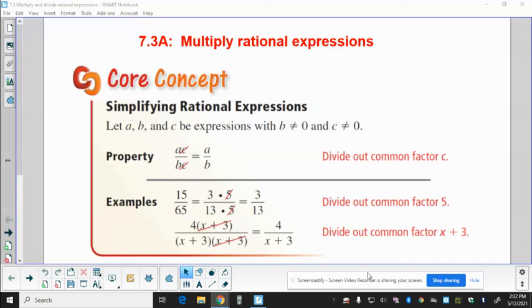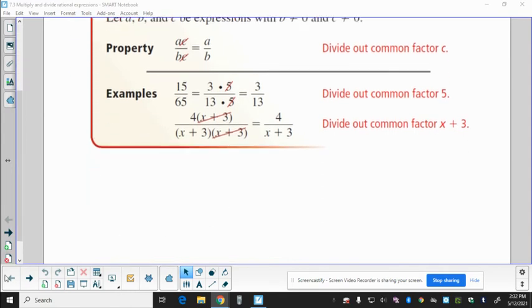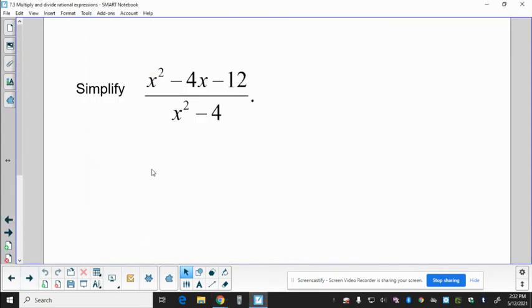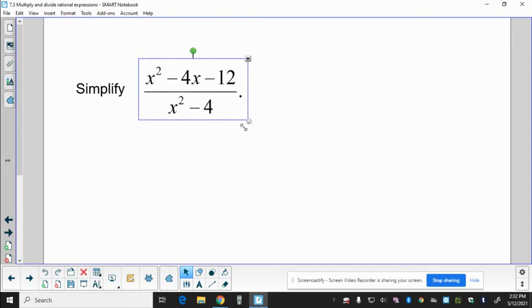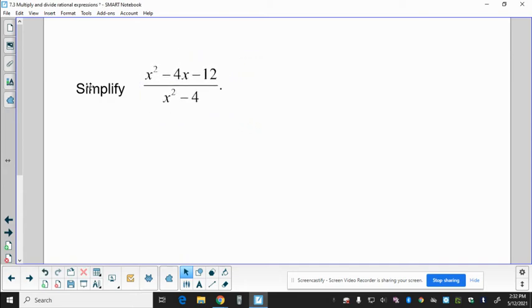Okay, today's lesson is on multiplying rational expressions. So I want you to go ahead and study that core concept and understand how to cancel factors to reduce fractions. Okay, let's go ahead and figure this out. So let's try this out. Okay, everybody, so here we go.